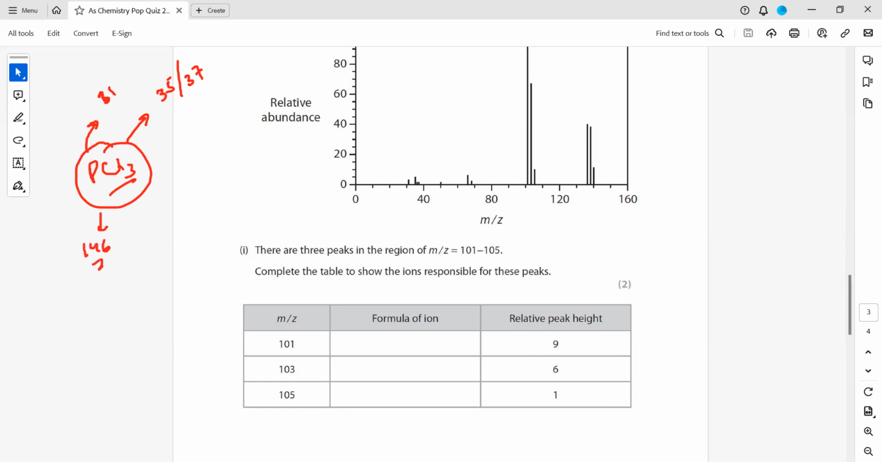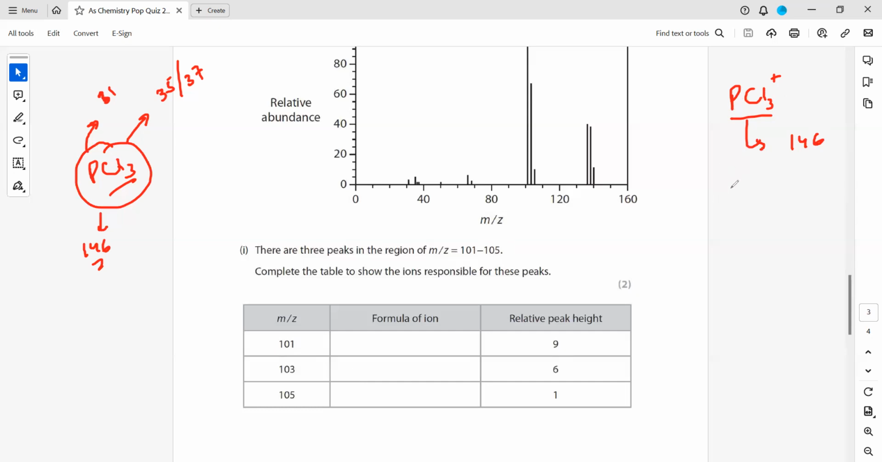But we want to work out phosphorus 101. So if we take the whole molecule with the maximum, all three chlorines are 37 and one is phosphorus, the total or molecular mass will be 146. But we have 101. So it means it cannot be PCl3. It should be another molecule.